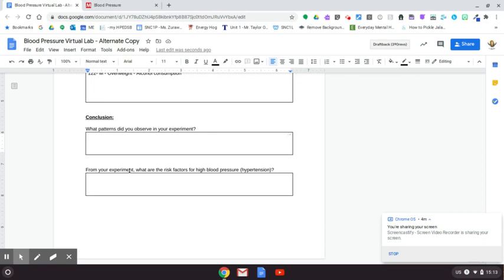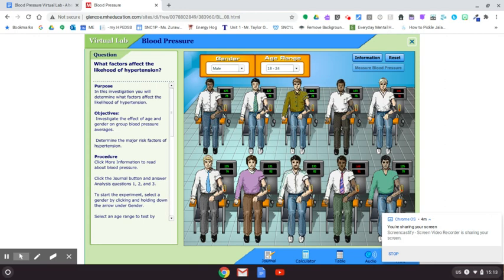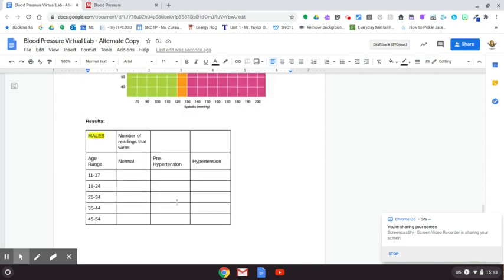And then from your experiment, what are the risk factors for high blood pressure, hypertension? Again, you're probably going to look at your summary of the people in the red here. And once you have the list of them, you're going to go, whoa, there's a lot of people that are overweight, or wow, there's a lot of people that consume alcohol, or oh, look at that salt intake. So that's what you're going to summarize for me here.